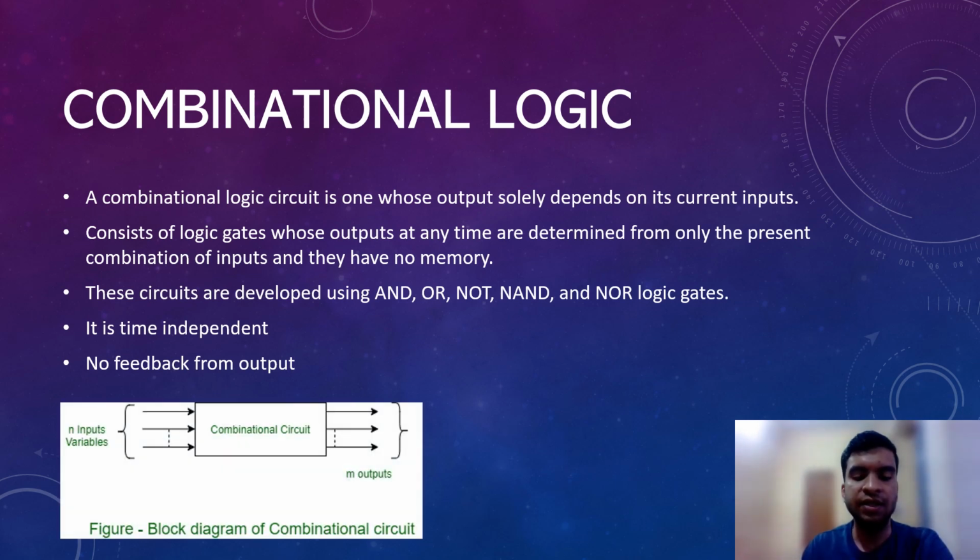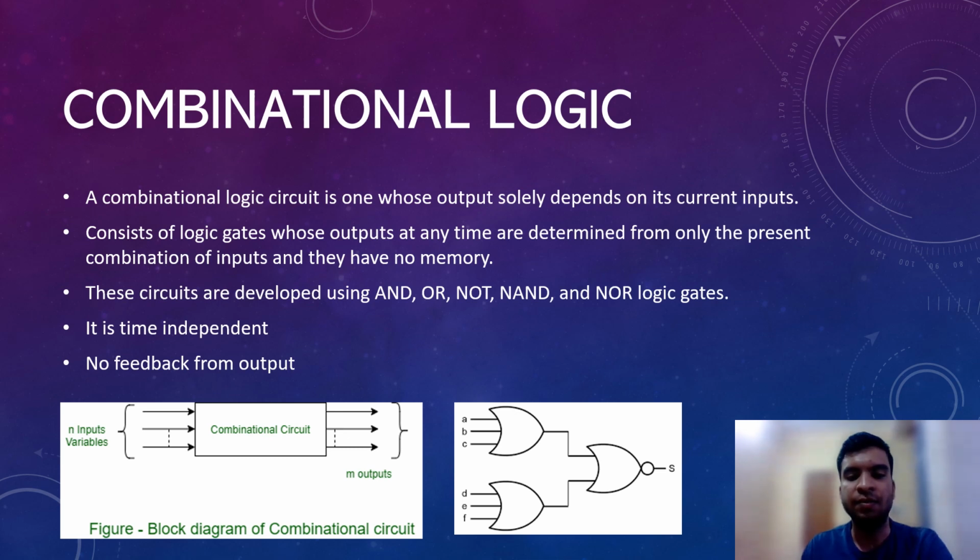Here we can see a basic arrangement of a combinational logic circuit. We have n input variables and m outputs. The outputs are dependent on the types of gates used in the circuit and the fashion in which they are arranged. Here's an example to show the same. Here in this arrangement we have A, B, C, D, E and F as the inputs and S as the final output. We have a combination of OR and NOR gates here, which based on the required computations give us the output S.